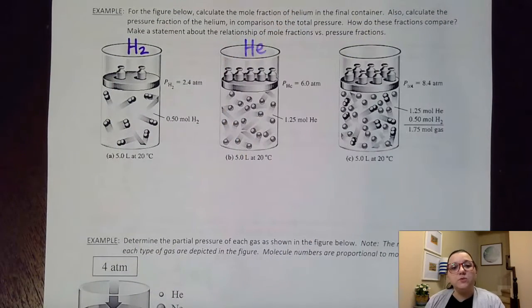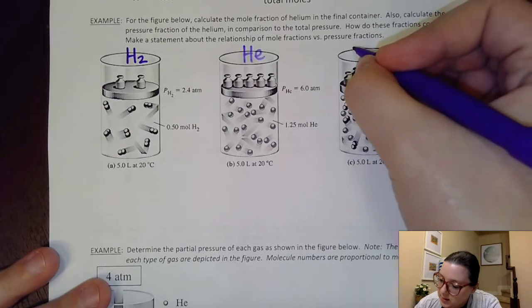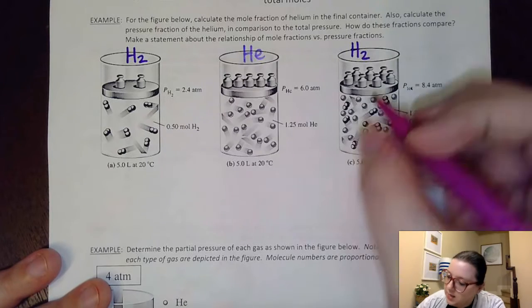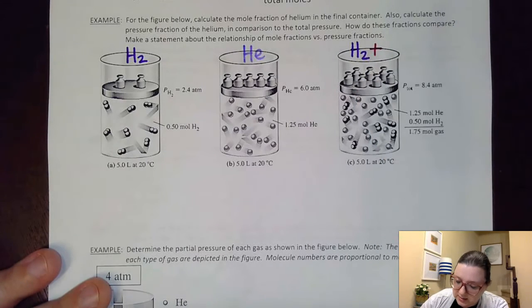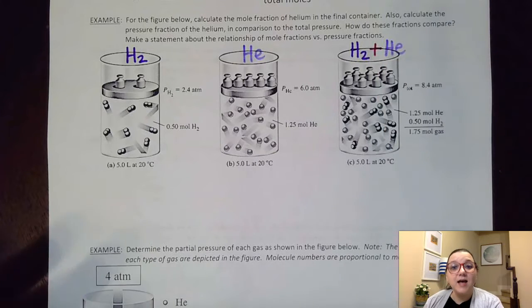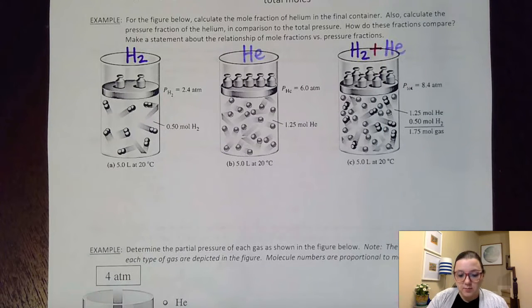And what I'm going to do is add those two gases together. I'm going to combine them in this new container. So this new container has both hydrogen and helium mixed together. And let's notice what has happened with some of our variables.